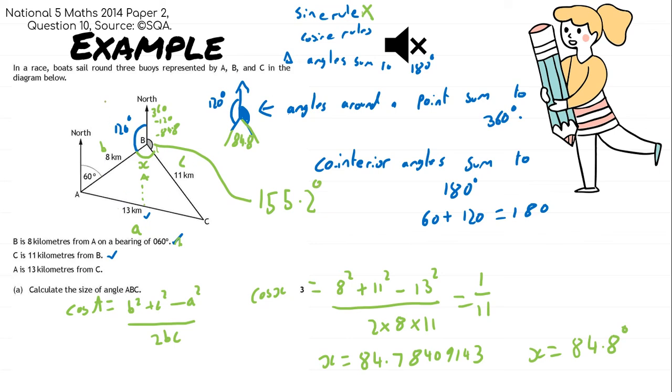Again, use what you know. If you see two co-interior angles, work the one out that's missing. If you can see angles around a point, work out a missing angle. And if you can see a triangle, for goodness sake, start writing this stuff down because the chances are you're going to use one or several of these.